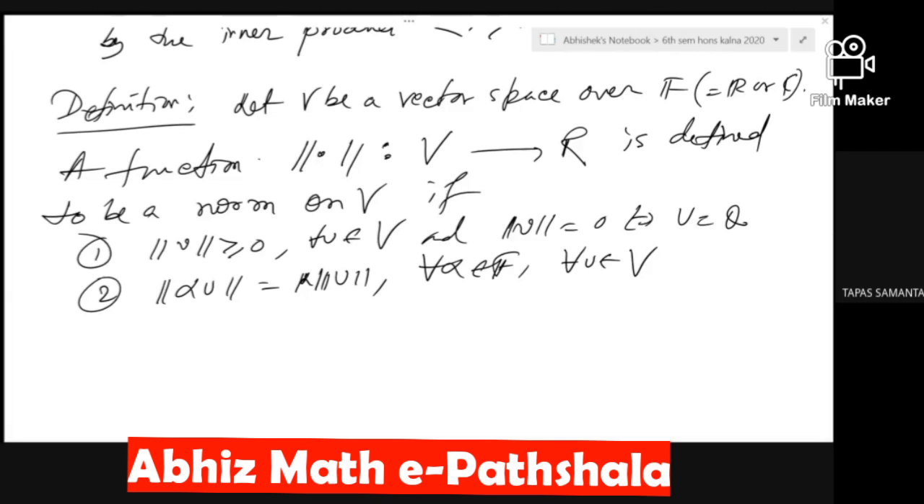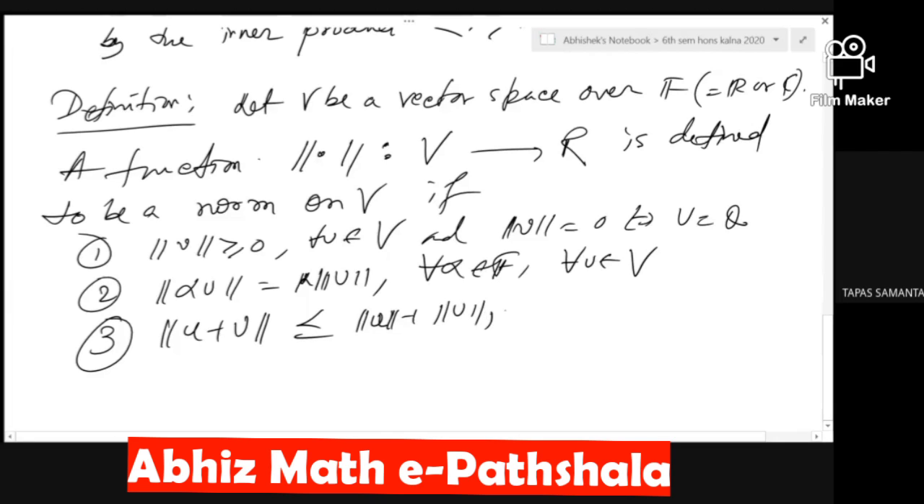And number three is the triangle inequality. That is, for any two vectors u and v, norm of u plus v will be less than or equal to norm u plus norm v. This is true for all u, v belonging to capital V.